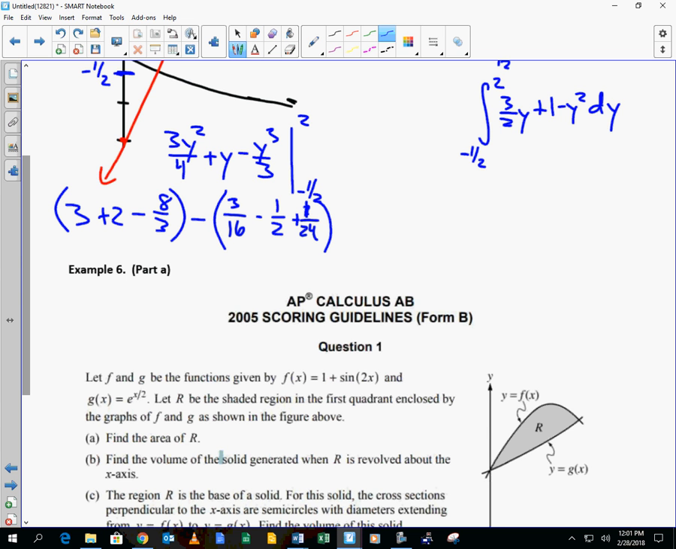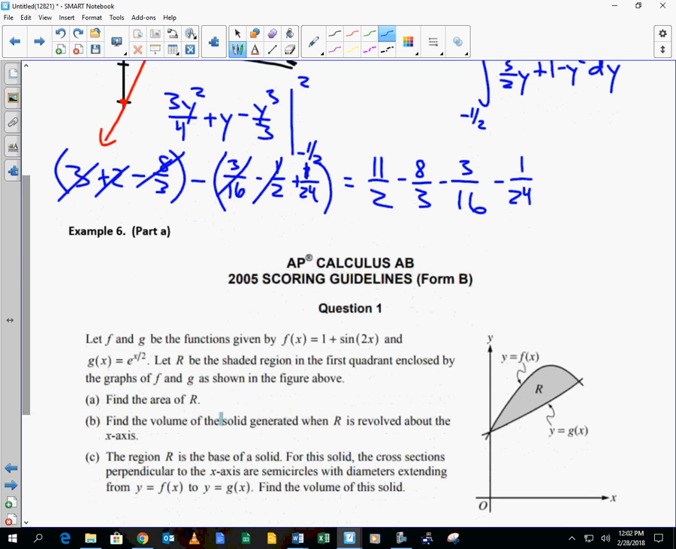So 3 plus 2 is 5. Minus a negative 1/2 would be 5 1/2, right? Or 11 halves. So I got rid of the 1/2 and the 3 and the 2. Minus 8/3. Minus 3/16. Minus 1/24. What's the common denominator with all this? 48. Very good. You're smart.